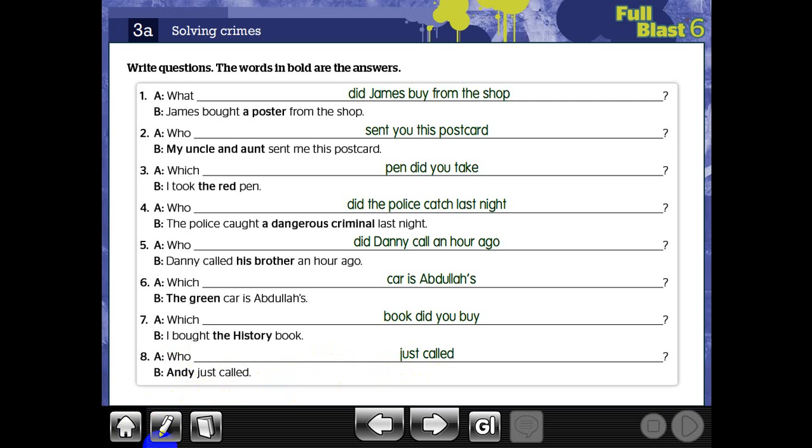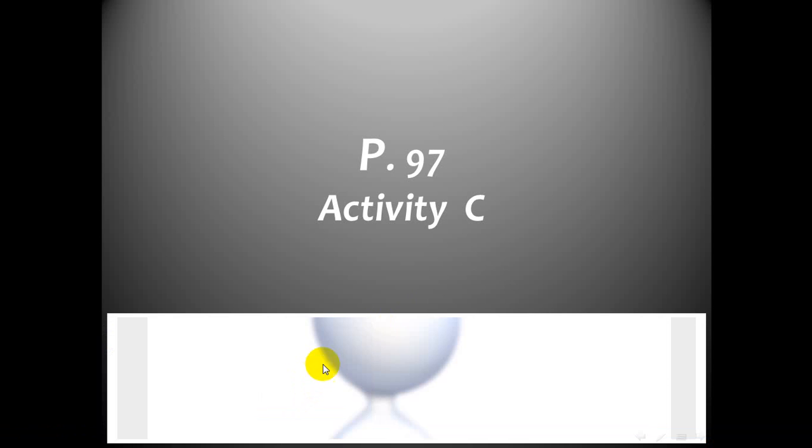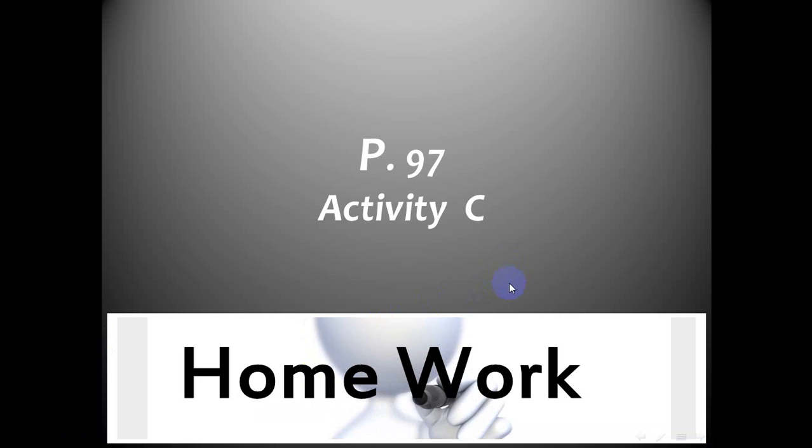Okay, my dear students, your homework is page 97, activity C. Try to answer them to check your understanding.